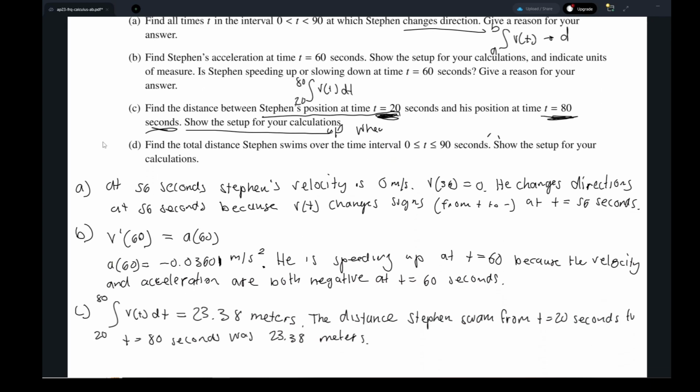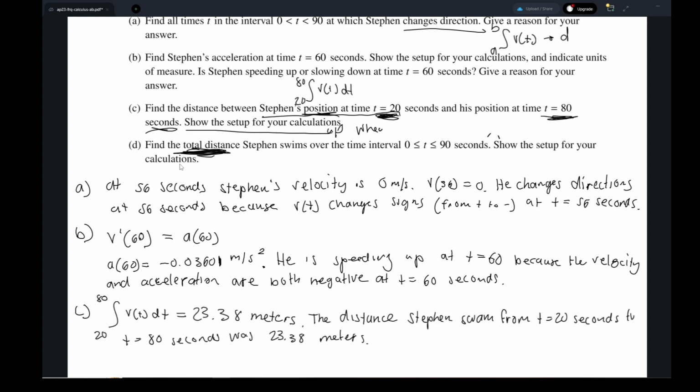That's all. So D says, find the total distance, and this is very important. Find the total distance Steven swims over the interval greater than 0, but less than 90 seconds, and show the setup for your calculations. So here, we're finding the total distance, right? Which means that generally when we calculate position, right, it's going to be the difference.